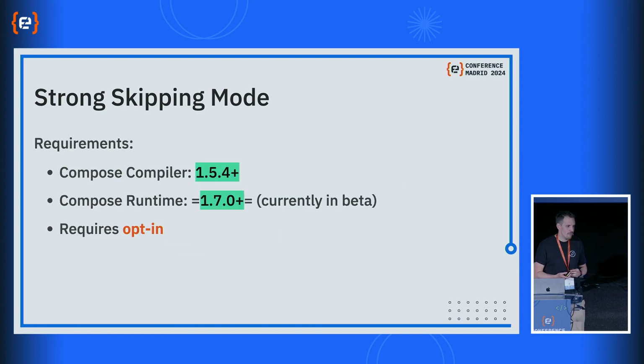How soon? Well, we need to use the Compose compiler 1.5.4 plus, which we already have, and the Compose runtime 1.7.0 plus, which is currently in beta. The 1.7.0 is currently in beta, and this option requires an opt-in. They are planning to enable it by default when 1.7.0 goes into release. But they are still deciding it, because it's a tricky change, but we can have it very soon in production.